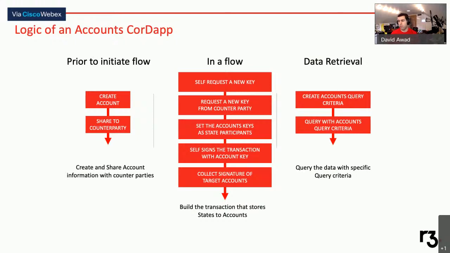So again, in every flow, we set the account keys as the state participants, and then we self-sign the transaction with the new account key. And then you do the usual things that you would in your Corda flows. Just try to keep that in mind.